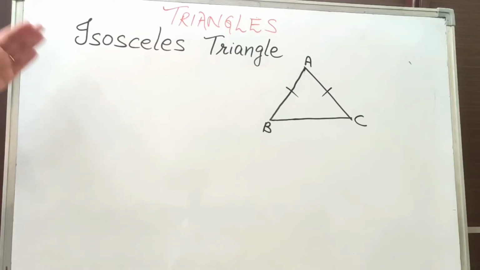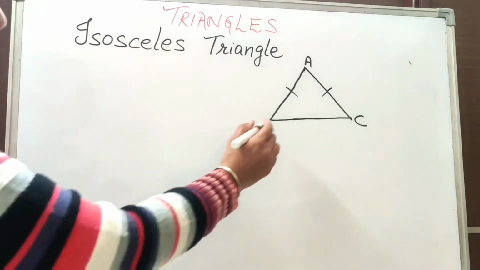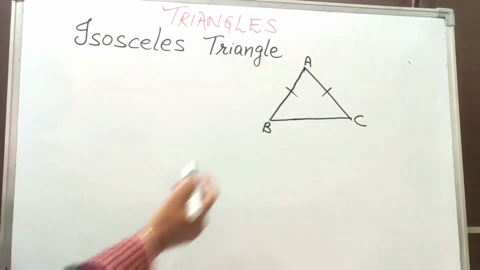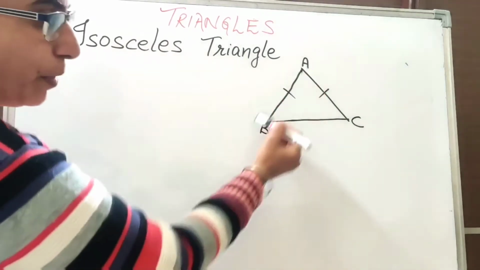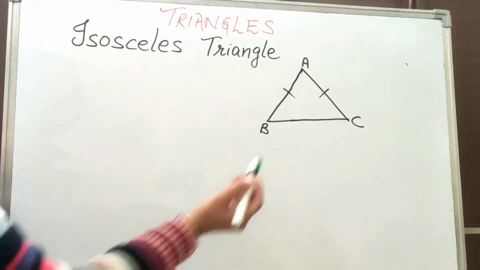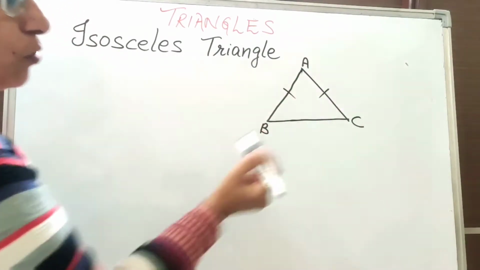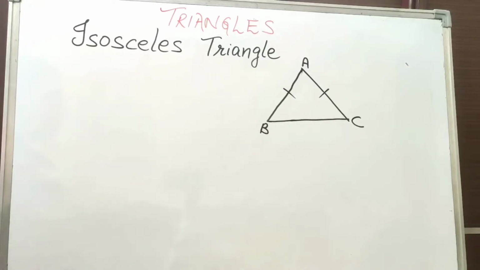So students, an isosceles triangle is where two sides of the triangle are equal. Like in this triangle ABC, AB is equal to AC. This single arc mark shows that the AB side is equal to the AC side. So two sides are equal.